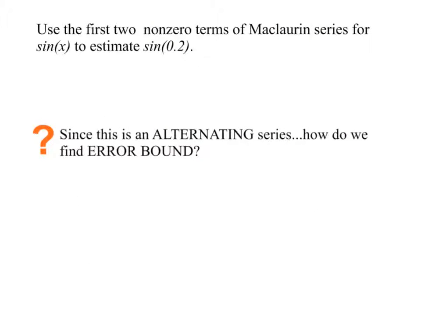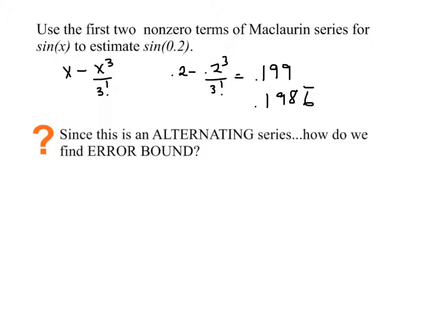First, we're going to find the first two non-zero terms of the Maclaurin series for sine. Hopefully you know that; if not, you could certainly look back, but the first two terms are just this. If I'm going to estimate the sine of 0.2, I plug 0.2 in. I have 0.2 minus 0.2 cubed over 3 factorial, and I get 0.1986, repeating like that, but rounding to 3 decimals, 0.199.